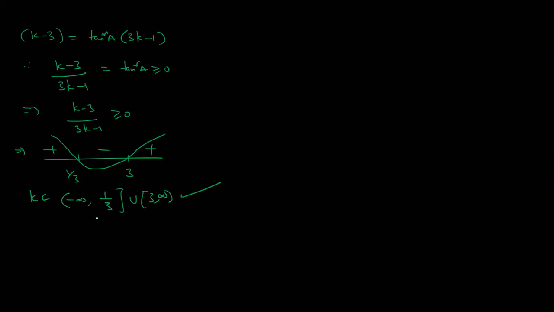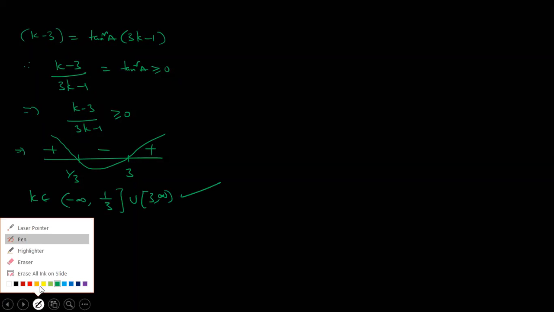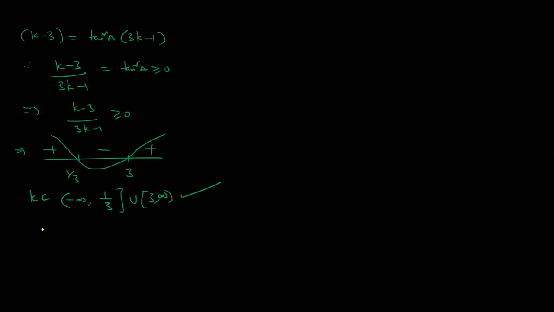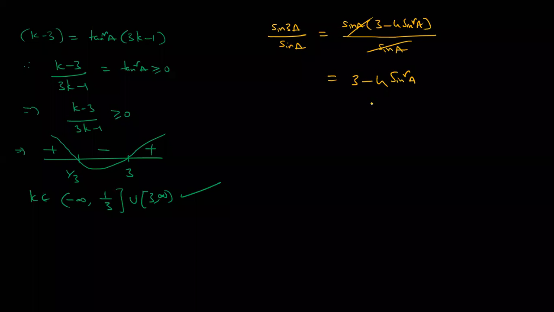Now we'll discuss this one later. Now, come to the point. Dear students, what they're asking is sin 3A by sin A. That is the question. So sin 3A, what is the formula? 3 sin A minus 4 sin cube A. Now, sin A cancels, so 3 minus 4 sin square A.